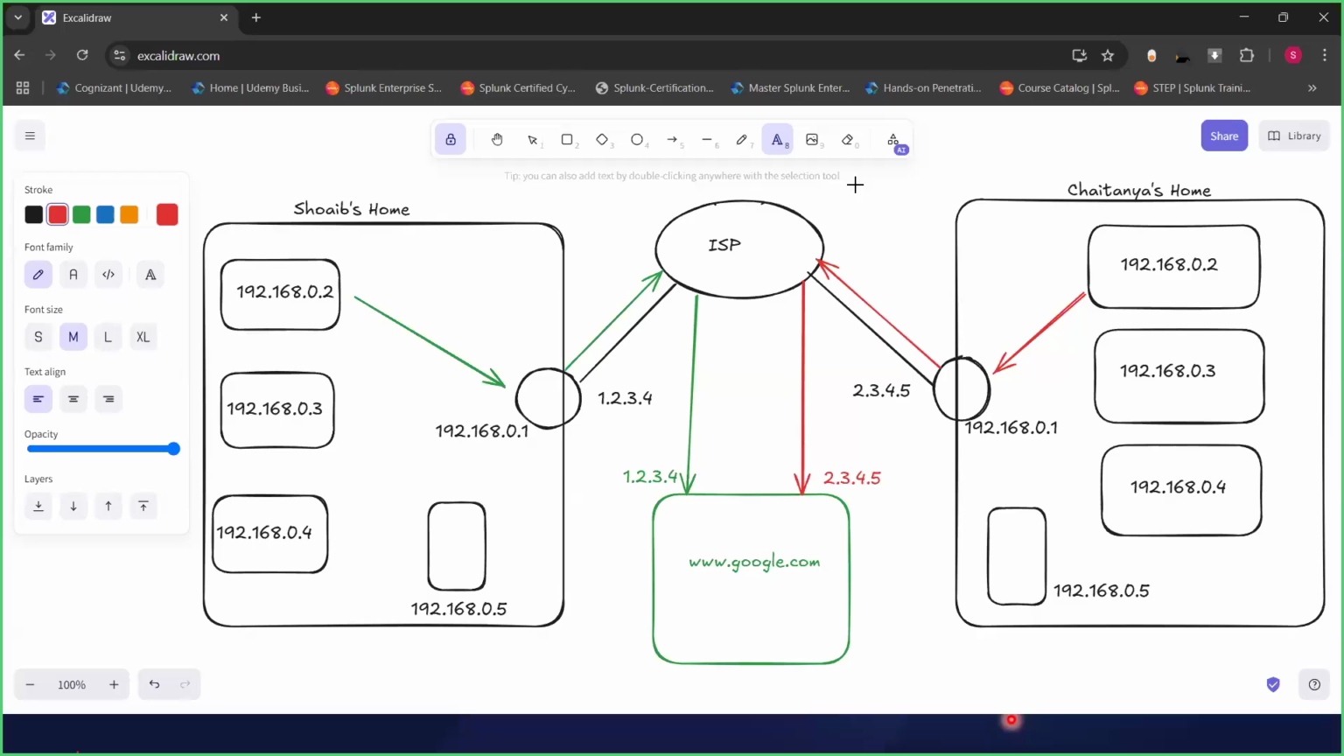Definitely, it will make much more sense as we progress. But for now, please remember, private IPs can be reused again and again and again in different places.